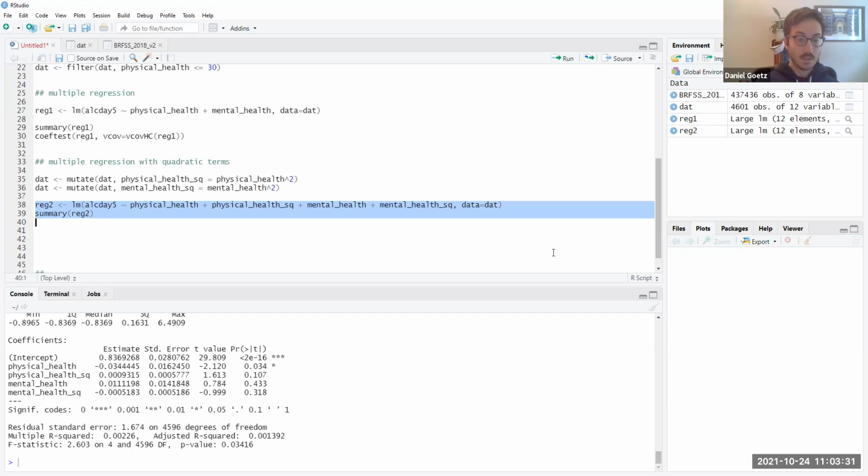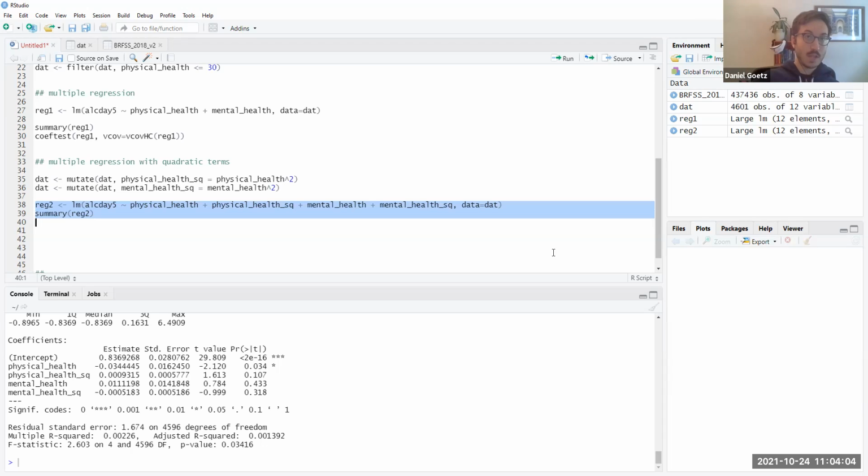So we can see that if you only have a few days during the past month where your physical health was poor, the main effect, like the linear effect, the effect of just physical health, is what's kind of dominant. So it should be decreasing the number of days you have a drink on average. But then as you have more and more days of poor physical health, the squared term will start to take over, right?